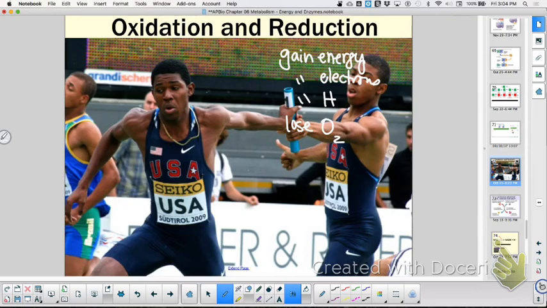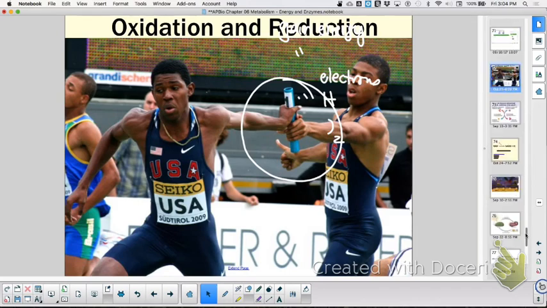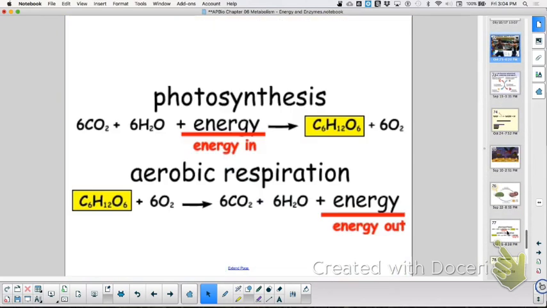This is a way to transfer energy from one molecule to another. By me giving you my electrons, I'm losing the energy and you are gaining the energy. Did I remember to hit play? I did. Okay. So then we took that to photosynthesis and cellular respiration.